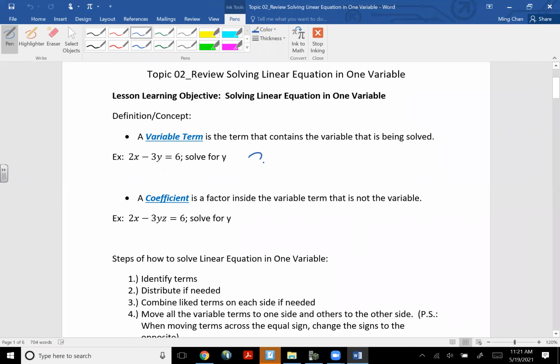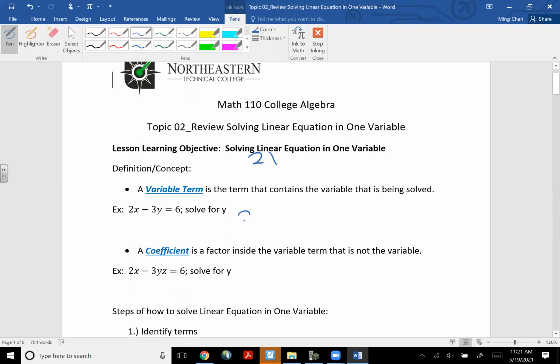So 2x minus 3y equal to 6. The subtraction sign here outside the parenthesis tells me 2x is one term, negative 3y is one term, and 6, a number on the other side of the equal sign, is one term. So here I got three terms.